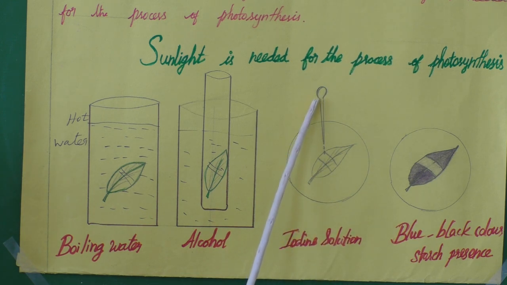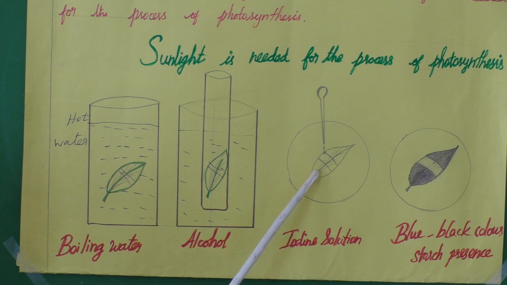Then add iodine solution, a few drops all over the leaf. In the center part, less photosynthesis happens, because we are blocking the center part with black cello tape. On the two sides of the leaf, photosynthesis happens. This side and that side, both happen. So where photosynthesis happens, starch preparation happens.